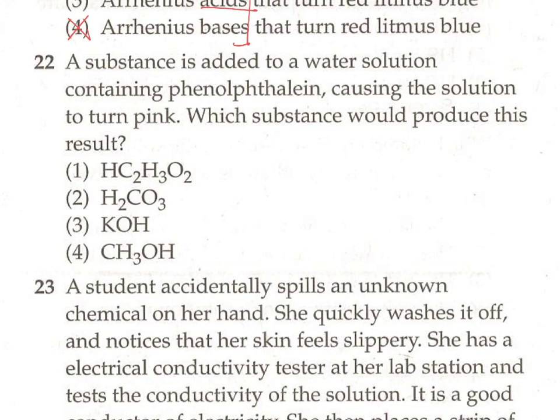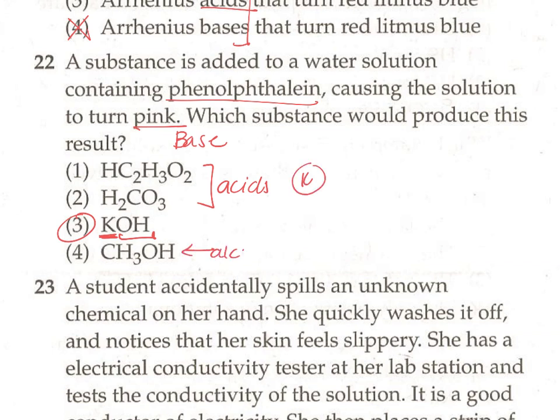22, substances added to a solution containing phenolphthalein. The solution turns pink. Phenolphthalein turns pink in a base, so we want to choose our base here. That's going to be choice 3, potassium, a metal with hydroxide. Both of these are acids. These are both on Table K. This is an alcohol. If you have a covalent substance, so carbon, hydrogens, oxygens, and hydrogens here, if you have a covalent substance that has an OH at the end, it's an alcohol. It's not an acid or a base.